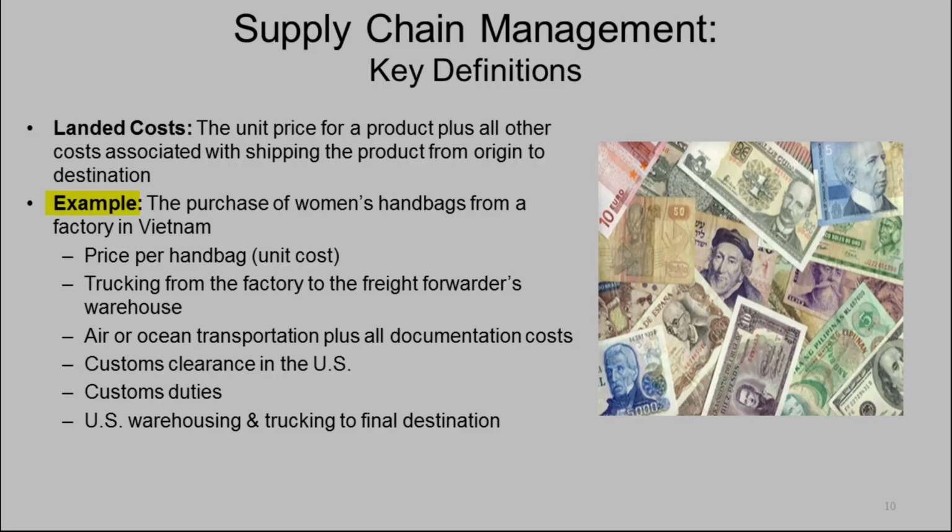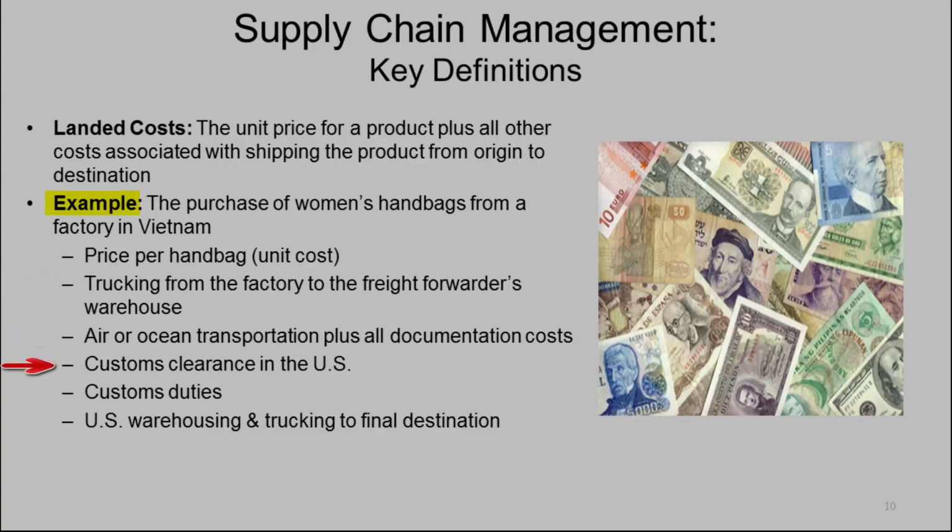So let's stick with our example. The purchase of a women's handbag from a factory in Vietnam. So you have your price per handbag, $8 per unit. However, as we saw in our visual representation of a supply chain, a truck has to come and pick up those handbags at the factory and take them to the freight forwarder's warehouse. The freight forwarder is going to engage in organizing air and ocean transportation. Of course, there's an expense associated with that, plus documentation. Things like preparing an airway bill or preparing an ocean bill of lading.